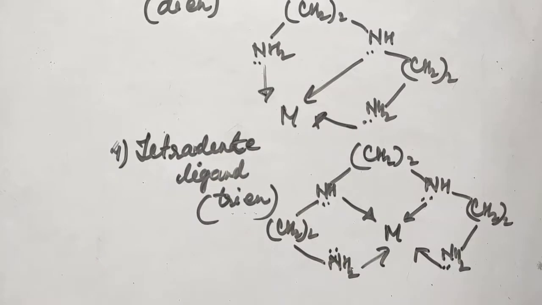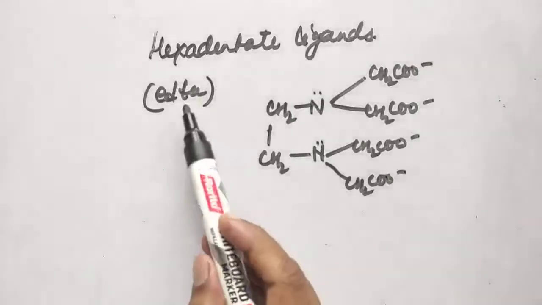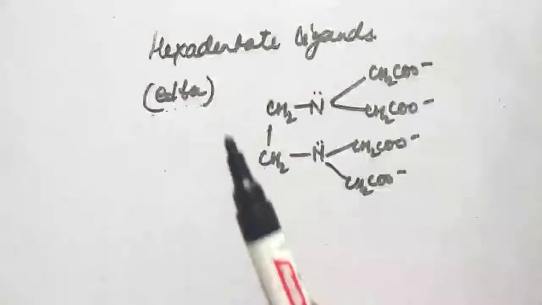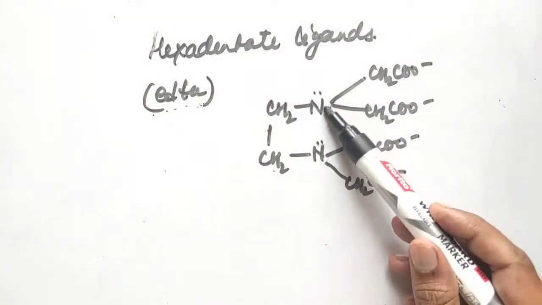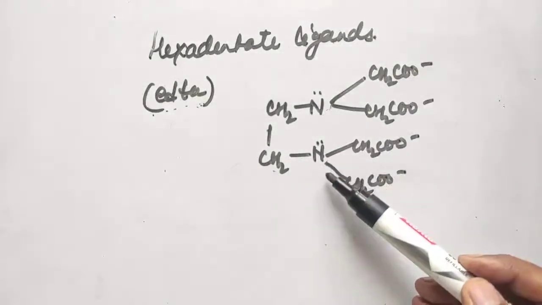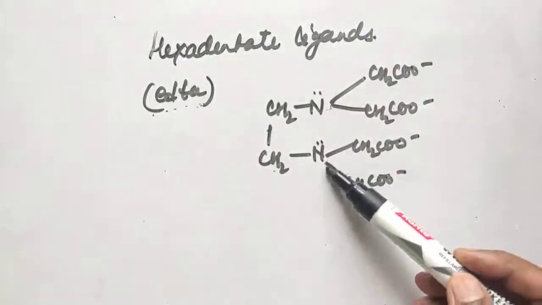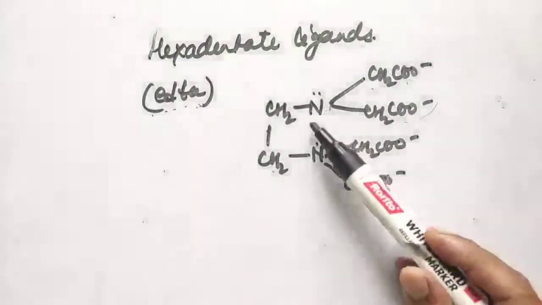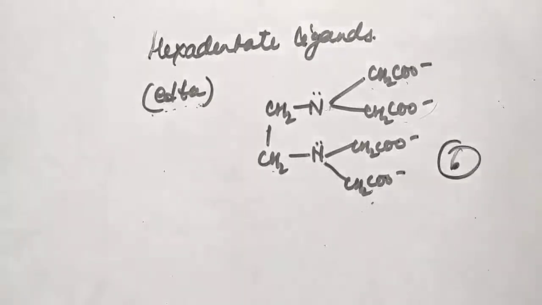Hexadentate ligands are also possible. The best example is EDTA. So this is the structure of EDTA. EDTA, written as shorthand, means ethylene diamine tetraacetate ion. You can see here is ethylene diamine, NH2 NH2, where the 4 H, 2 H of this nitrogen and 2 H of this nitrogen atom, are replaced by acetate groups. So it is an ethylene diamine tetraacetate ion. It is a hexadentate ligand.